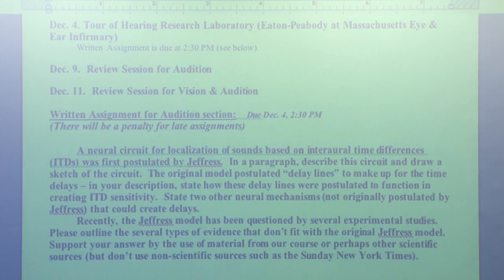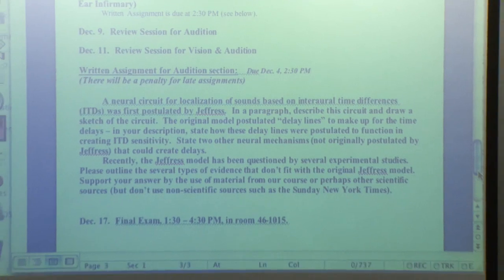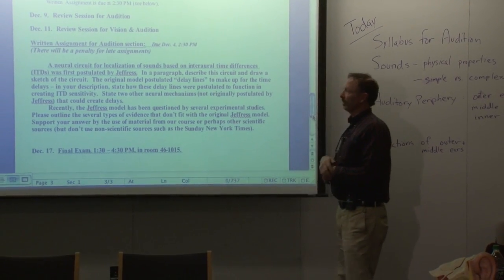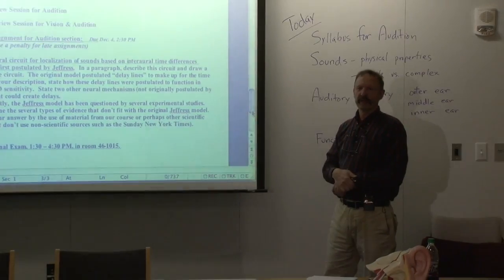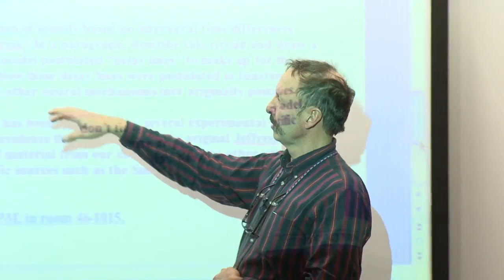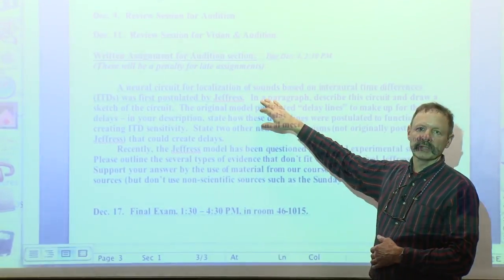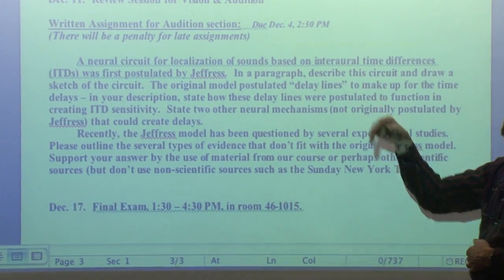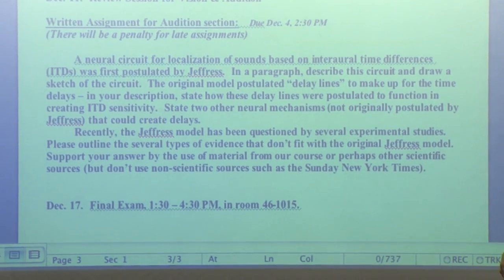I guess you guys had an assignment for vision in the class, right? A written paper. Okay, so we have an analog here in the auditory system. And this is the assignment. You can read it later at your leisure. It won't make much sense right now because we haven't talked about neural circuits for localization of sounds yet. You can look on the syllabus. That's about halfway through the second part of the class.